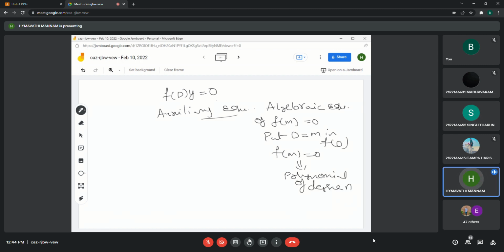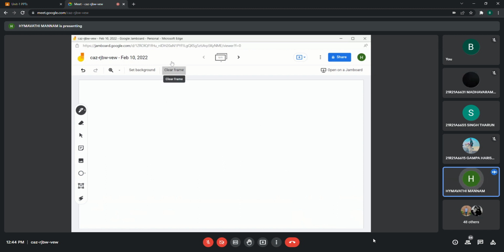A polynomial of degree n means we will get n roots, m1, m2 and so on up to mn. These are the roots of the given differential equation, and the roots are of different types. First, m1, m2 and so on up to mn are real roots. If the roots are real and all different, what is the complementary function?